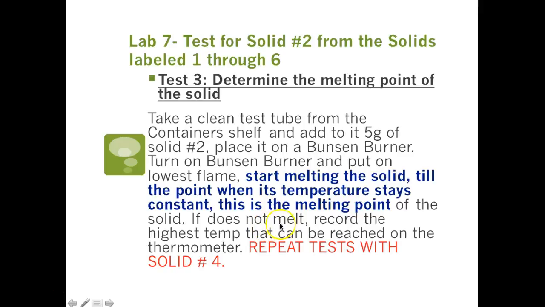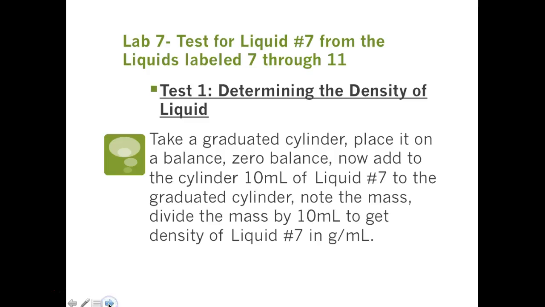Right. If it doesn't melt at all, then record the highest temperature that you can go, and so on. So anyway, repeat all these tests with solid number 4. So you're testing for both those solids, and then you're trying to take the data and identify both solids number 2 and 4.